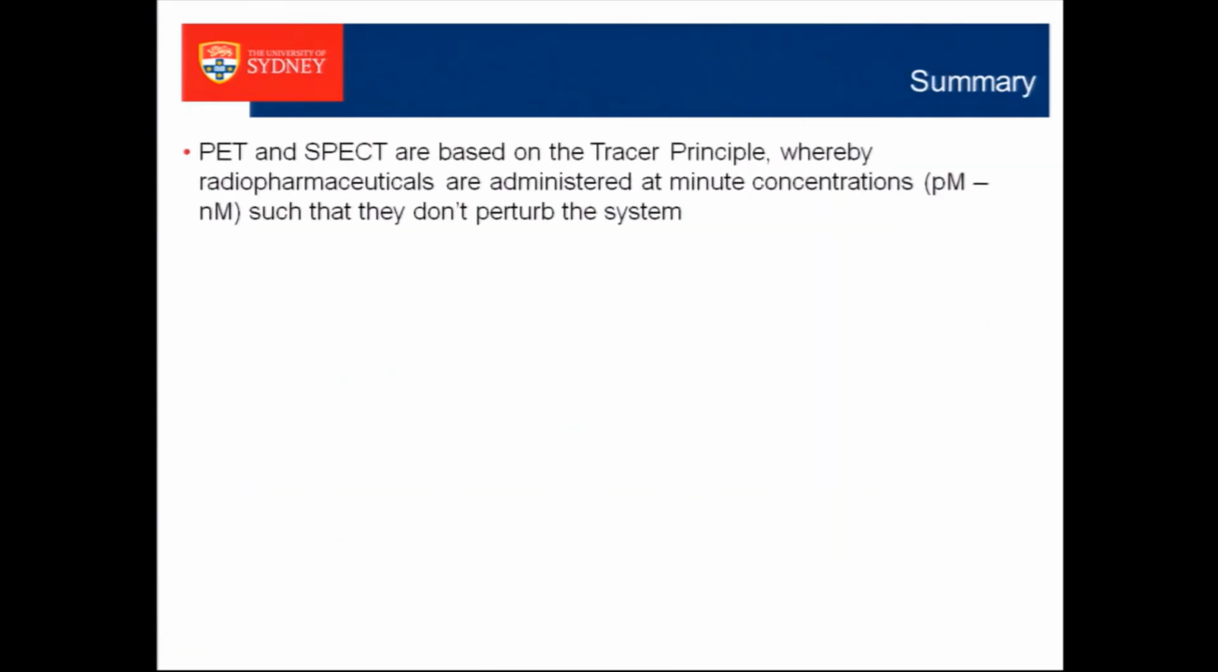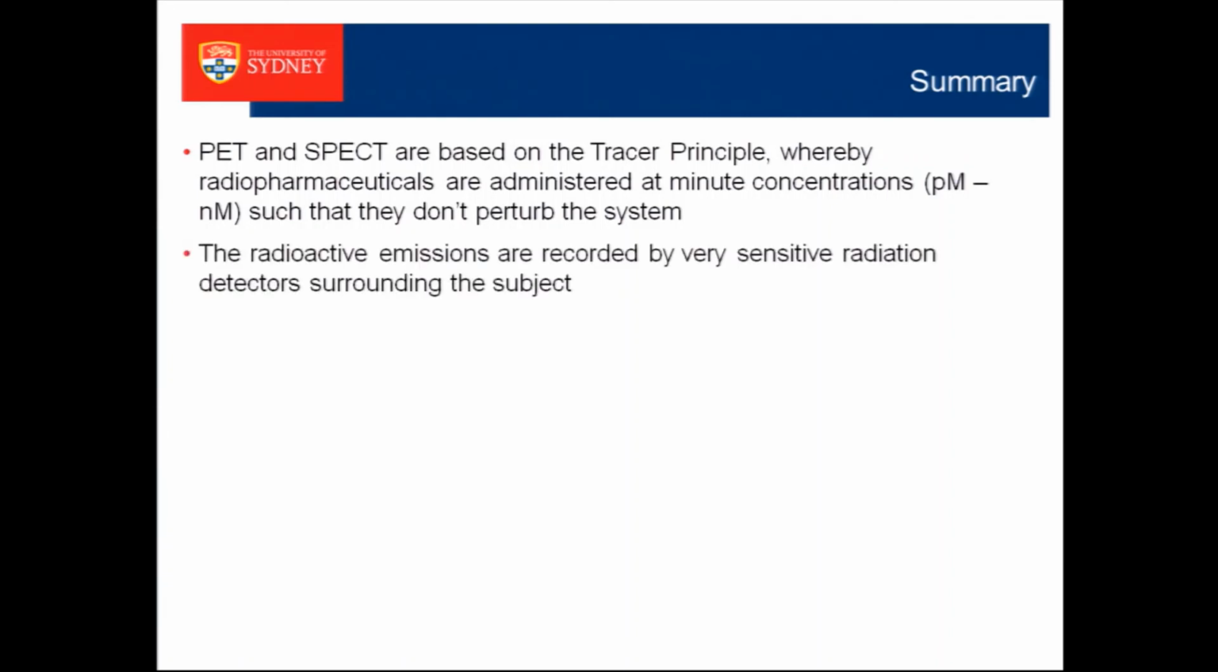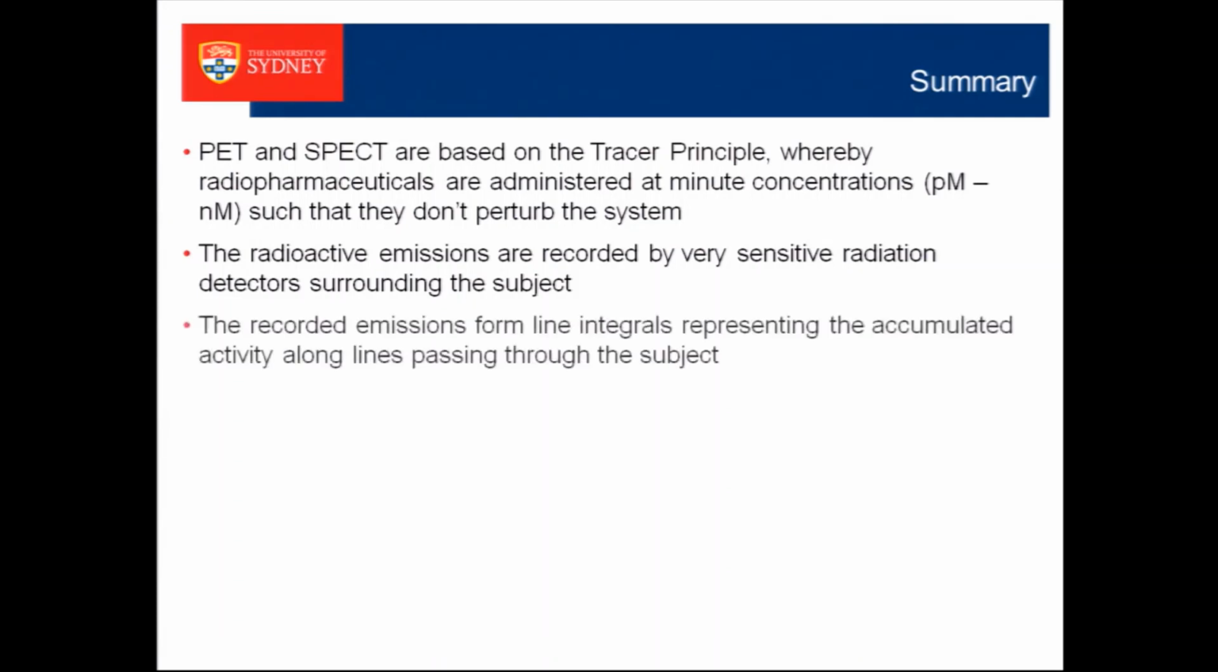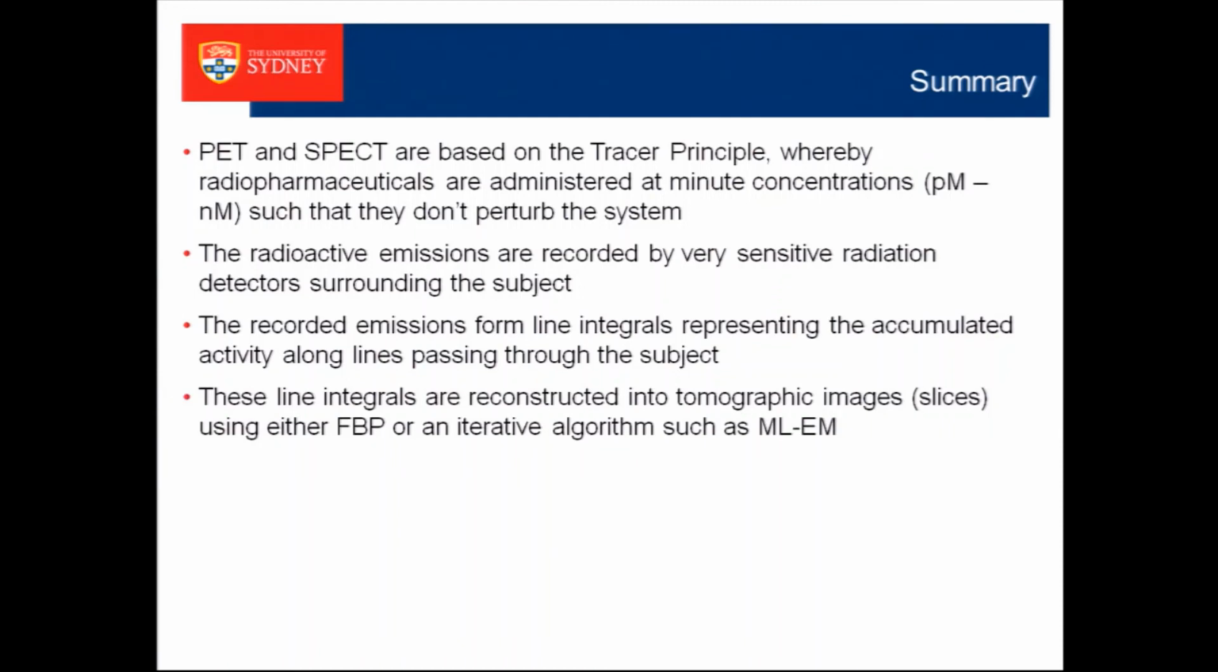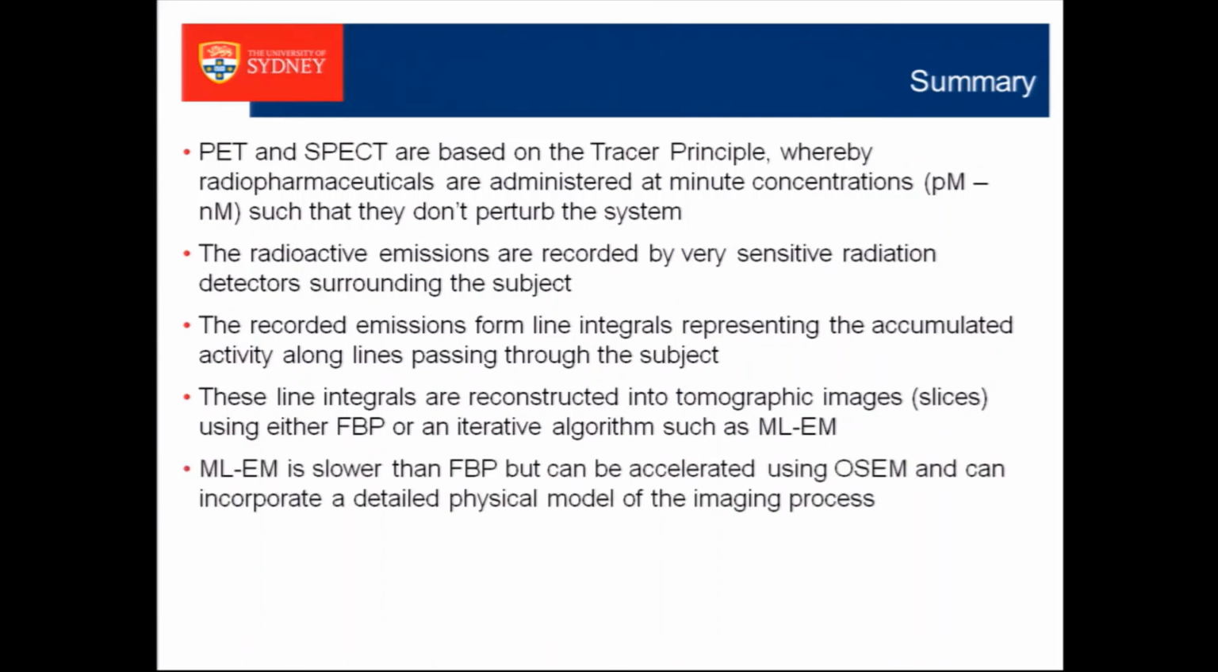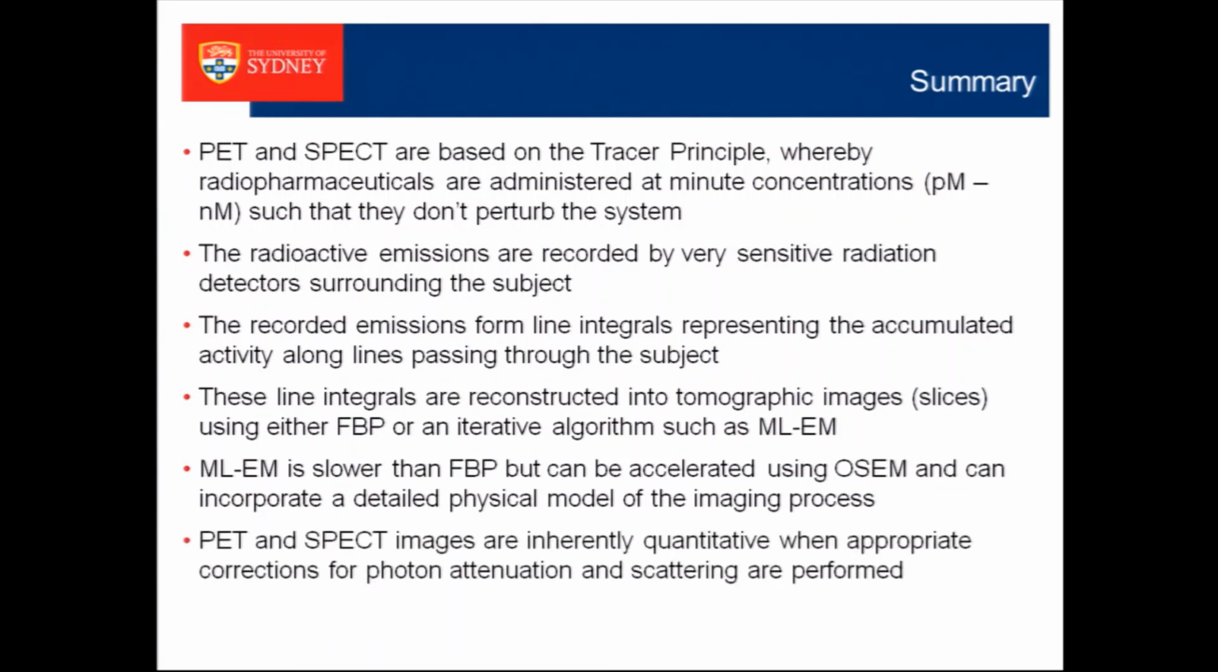Okay, so just in summary, PET and SPECT are based on the tracer principle, whereby radiopharmaceuticals are administered at minute concentrations such that they don't perturb the system. The radioactive emissions are recorded by very sensitive radiation detectors surrounding the subject. The recorded emissions form line integrals representing the accumulated activity along lines passing through the subject. These line integrals are reconstructed into tomographic images using an iterative or FBP algorithm. MLEM is slower than FBP but can be accelerated using OSEM, and it can also incorporate detailed physical models of the imaging process. And PET and SPECT images are inherently quantitative when appropriate corrections for photon attenuation and scattering are performed.